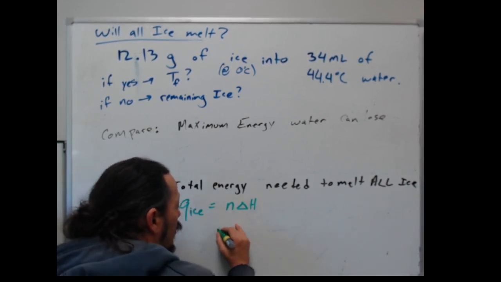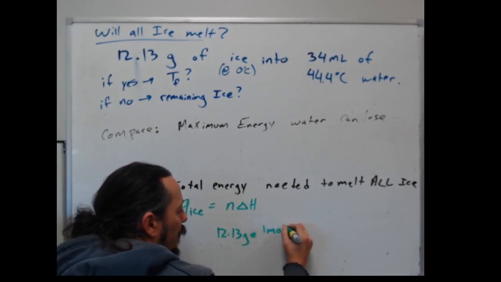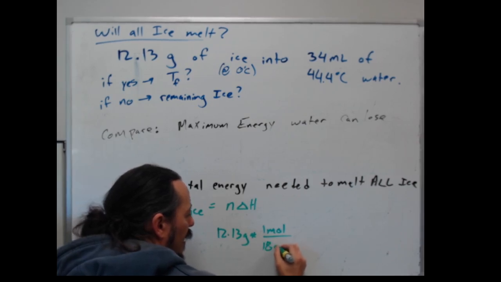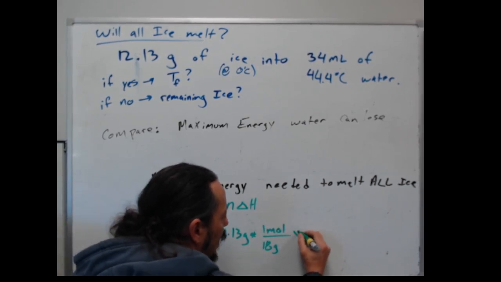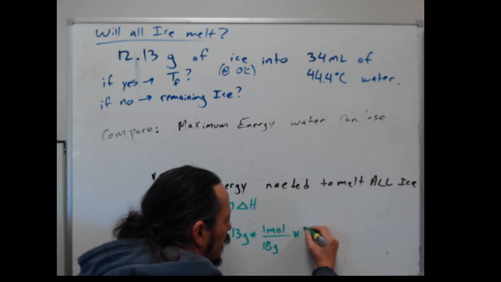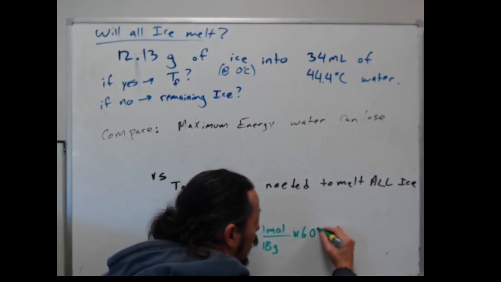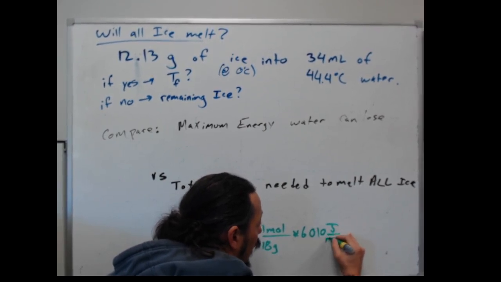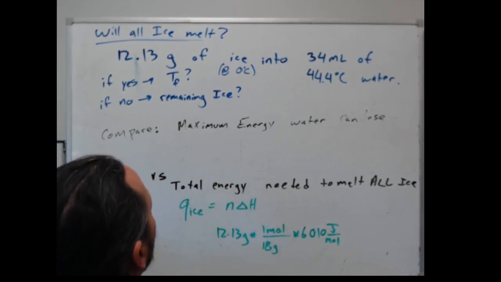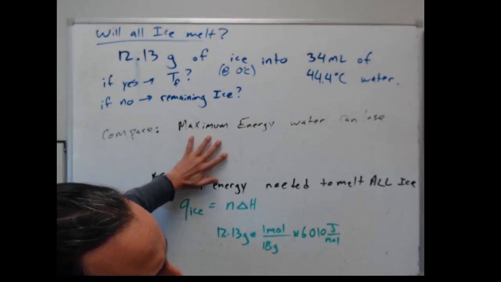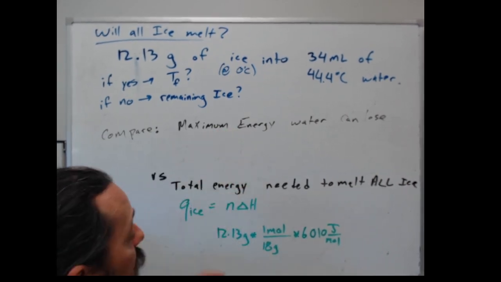We can take our 12.13 grams. We can multiply by 1 mole is 18 grams, so multiplying by our molecular weight. And then I have to look up that delta H of fusion for ice, which is 6.010 kilojoules. I'm just going to change it to joules real quick, because I know this number is going to be in joules. I could have converted this to kilojoules. I just have to make sure my units are consistent.